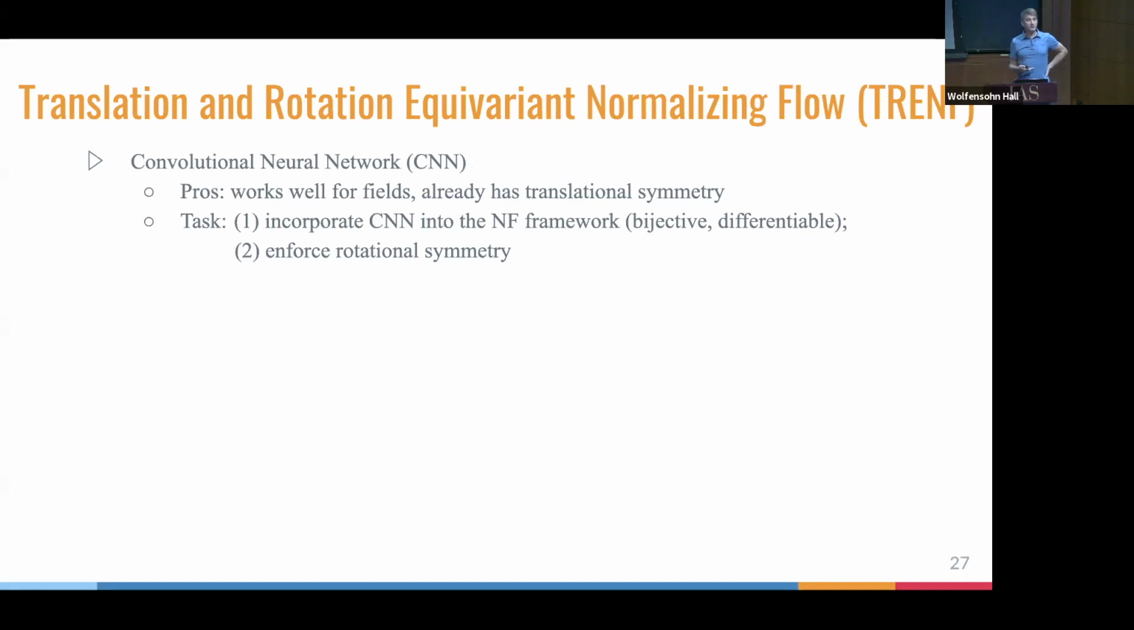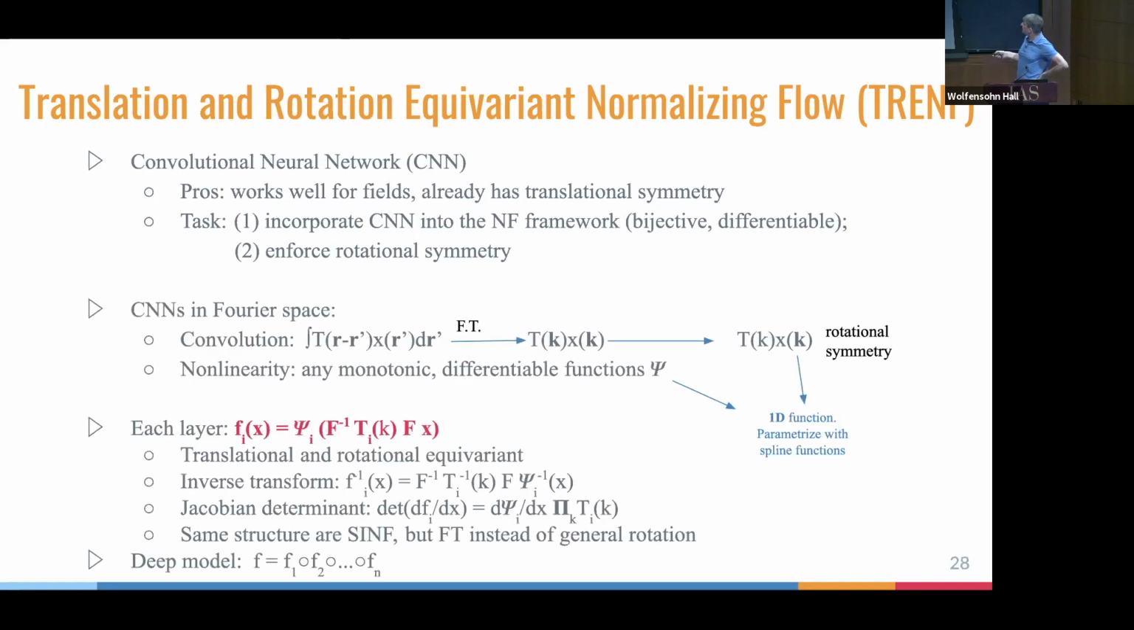Our task here is to take this idea and first of all incorporate convolutions into this normalizing flow framework so that we have a bijective map and we can draw samples. In other words, we can draw realizations of, say, simulations. It also has to be differentiable so we can evaluate the Jacobian, because our ultimate goal is the probability of the data given the parameters. And second, we want to enforce rotational symmetry, which convolutional neural networks usually don't do. So how do we do this?